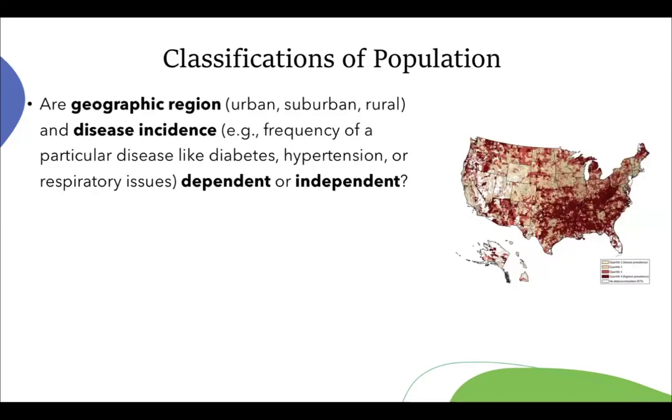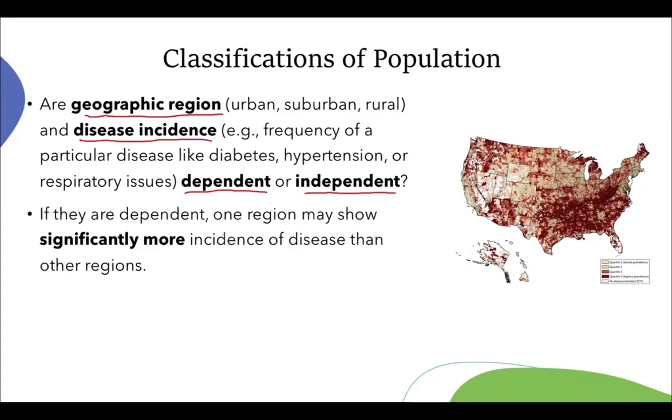Here's another example. Our geographic region, either urban, suburban, or rural, and disease incidence, for example, the frequency of a particular disease like diabetes, hypertension, or respiratory issues, dependent or independent? Does where a person lives, their geographic region, have a relationship with a particular disease? Dependent, there is a relationship, or independent, there is no relationship.